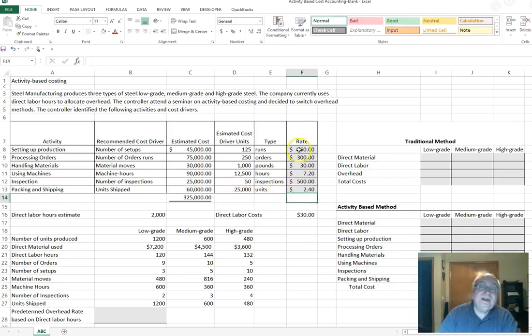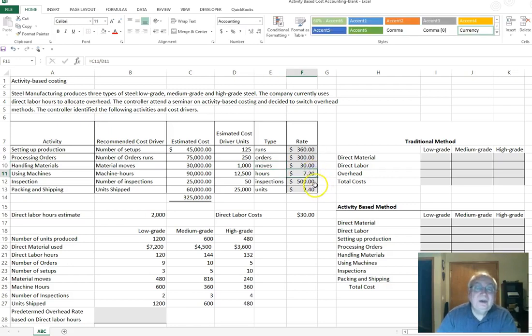Okay, so that's my rate per, like this is $360 per setup, $300 per order, $30 per move. That should be moves, not pounds, so they changed it. Okay, $30 per move. That's material move. Okay, $720 for the machine hours, $500 per inspection, and $2.40, sorry, for each unit shipped.